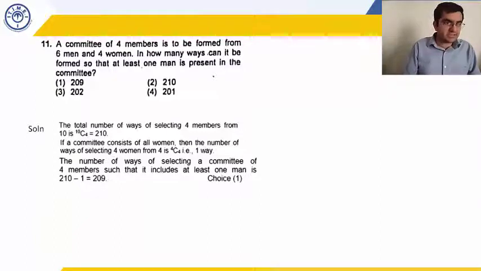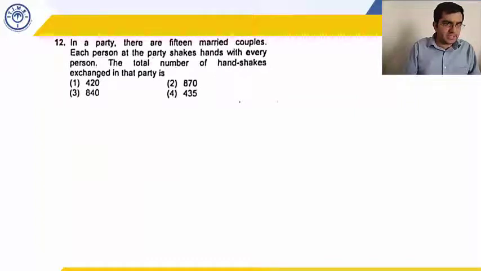So let's move to the next question. Okay. In a party, there are 15 married couples. Each person at the party shakes hands with every person. Find the total number of handshakes. Please take 15 seconds.